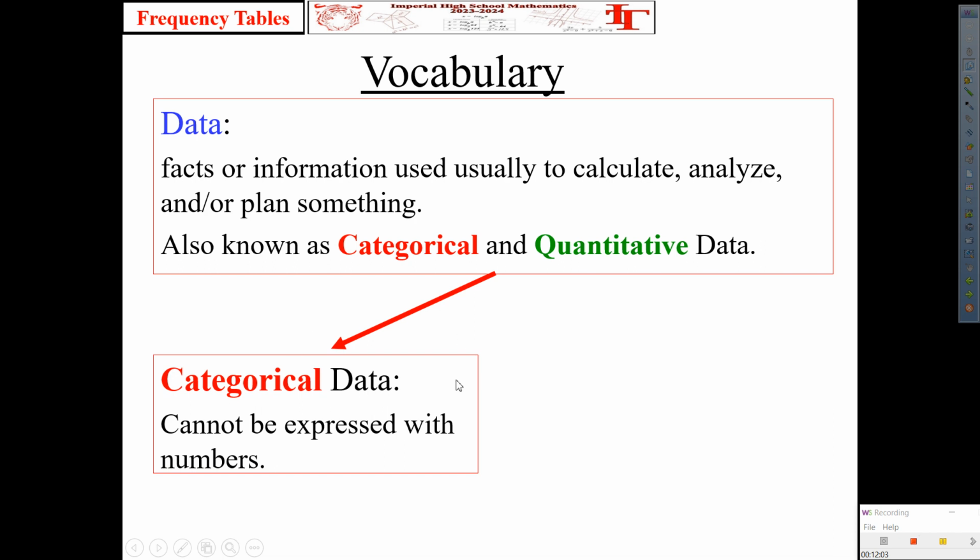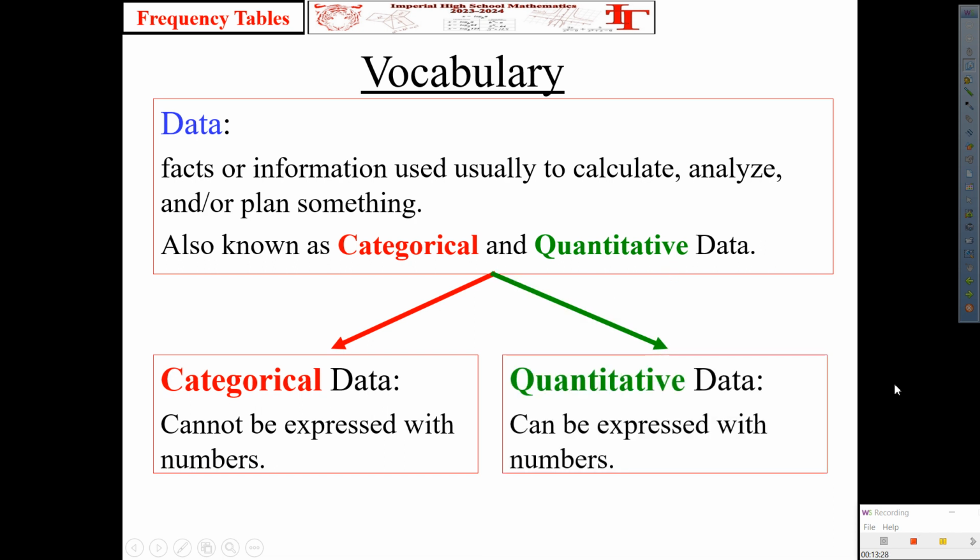So that's categorical. Let me show you quantitative. Quantitative can be expressed with numbers. Once again, there's two types, categorical data and quantitative. Tell your neighbor the two types of data we're going to be working with. What type of data are we going to be working with? Some of you said categorical, and what's the other one? Quantitative, okay? Categorical and quantitative.